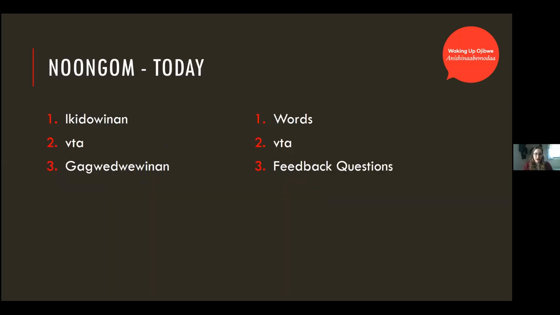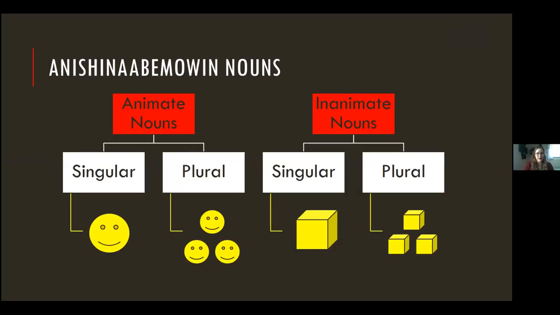So today, we're gonna once again go over a few things about nouns and verbs really quick, because it's just a review. Then we're gonna get into VTAs, and then at the end, we have our feedback questions as usual. Okay, so just a quick review. Anishinaabemowin nouns are either animate or inanimate, and then they can be singular or plural. So our focus today is going to be on animate nouns versus last time we talked about inanimate nouns. So we're looking at singular, ikwe, one woman, or ikwewug, more than one woman. For inanimate nouns, makuk, a box, or makakun, more than one box.